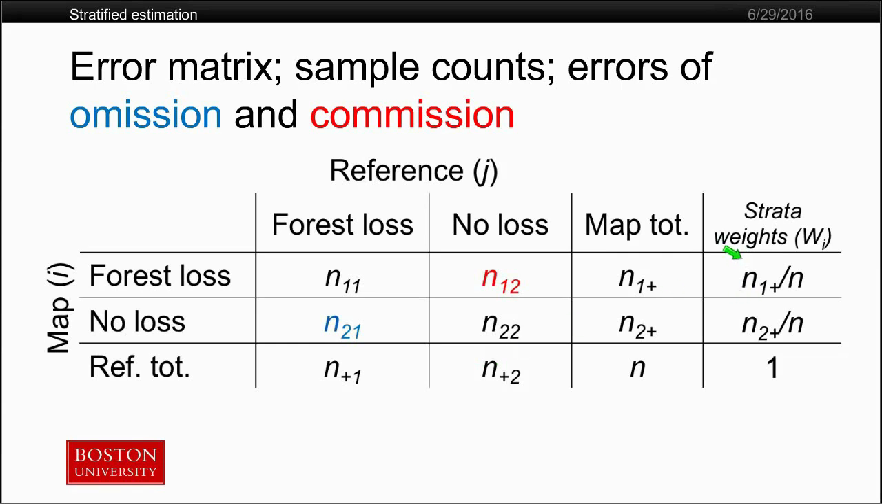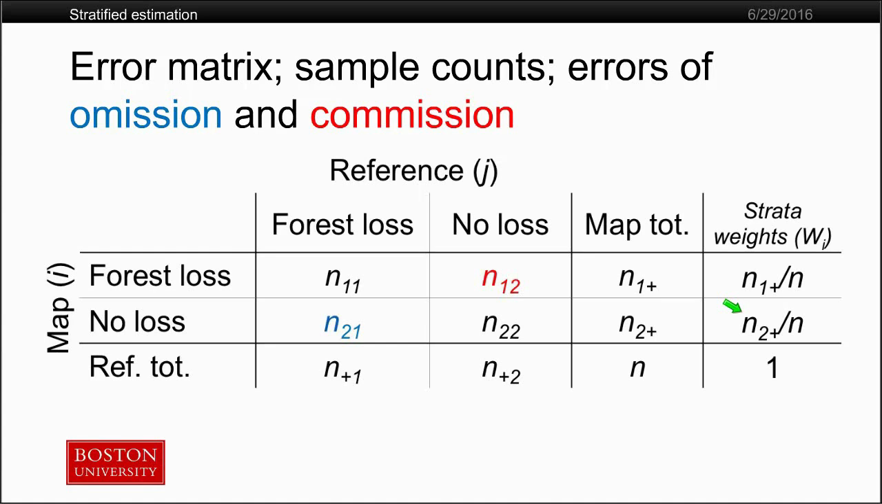And if this is a stratified sample, we have the strata weights out here, and these are very important if the sample is stratified. And the strata weights, really what they are is the area proportion of these two strata, right? So in this case, the forest loss might be very small. It might be like 2%, and this here would be then 98%. So 0.02 and then 0.98, and it sums to 1 or 100%.